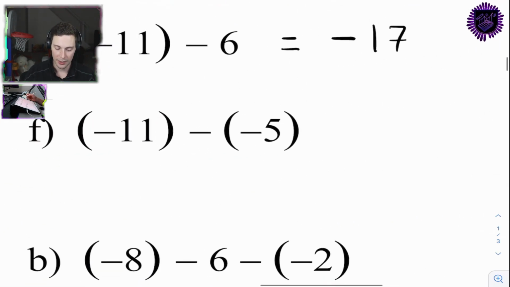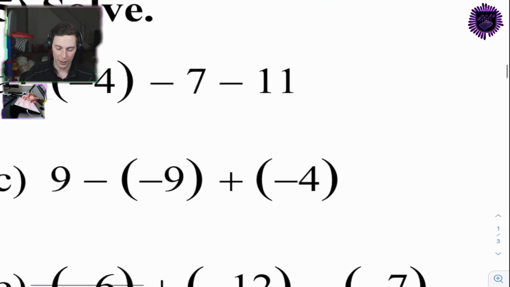Negative 11 minus negative 5. Once again, we're going to subtract a negative. Less negative, we're making it more positive. It's like adding 5. Negative 11, add 5. We can think of this as finding the difference between these two numbers. 11 minus 5 is 6. Negative 6 is our answer.